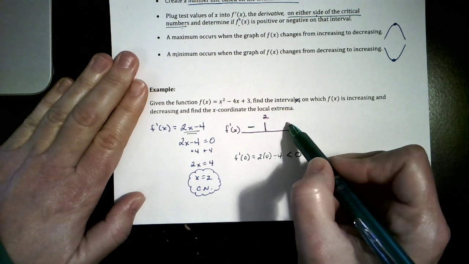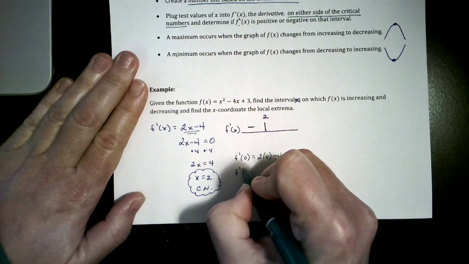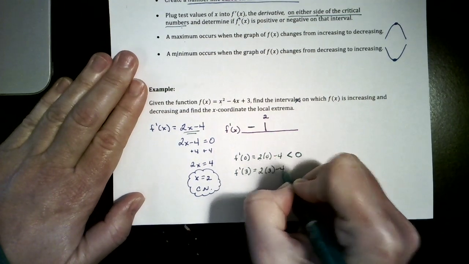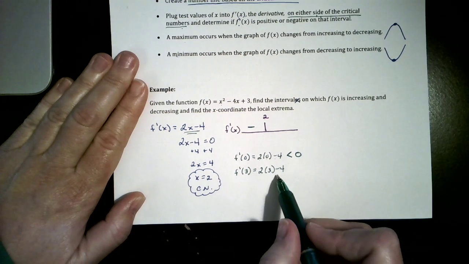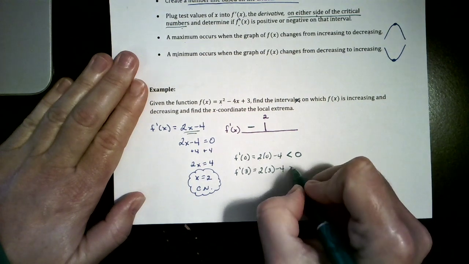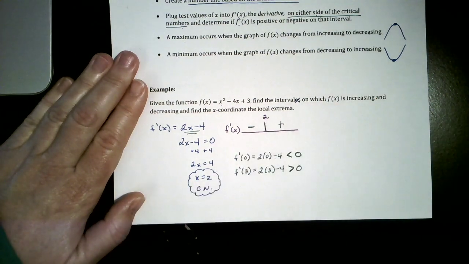So give me a number that's bigger than 2. All right, 3. We're going to test it in the derivative. So 2 times 3 minus 4. Again, I don't really care what the actual answer is. I just need to know if it's positive or negative. So that is a positive number. It's greater than 0, so I'm going to put a plus sign here.